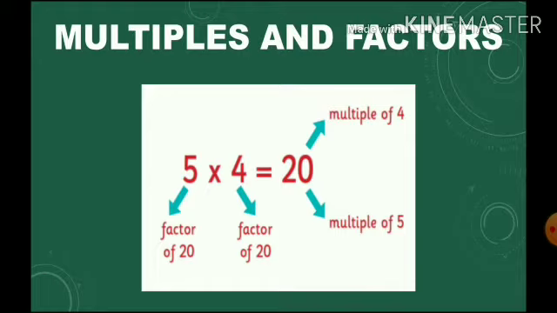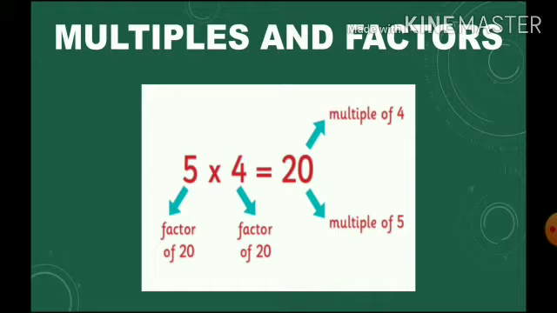Look at the multiplication given on the screen. It tells the whole story. Here, 5 into 4 is equal to 20. 20 is the product there. 20 is a multiple of 4 and 20 is a multiple of 5 as well. To get 20, we are multiplying 5 and 4. So, 5 and 4 are factors.